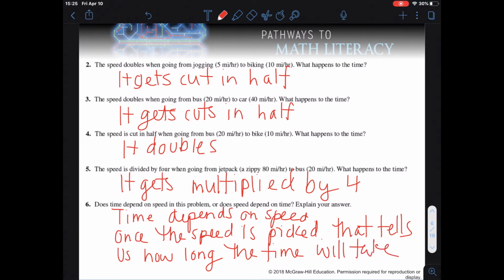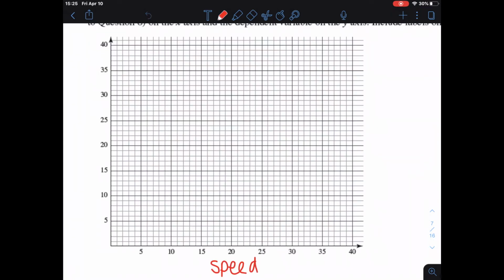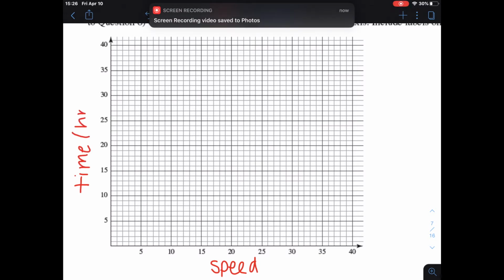So reverse of what we're used to, time being the independent thing, but in this particular instance, the time is dependent upon the speed. Okay. So let's do our best to graph this. We're going to put the speed on the x-axis because that's our independent quantity, and we're going to put the time on the y-axis, which will be in hours. And the speed we have is in miles per hour.